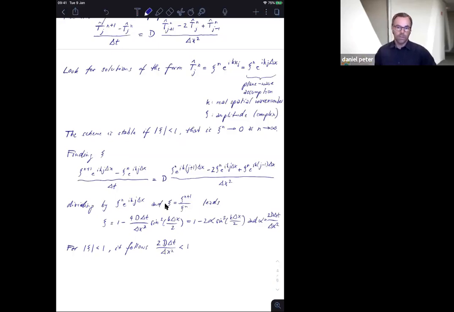Because the sine function, or the sine square function, cannot be bigger than 1, this factor alpha has to be smaller than 1 in order to keep psi within the bounds of 1. And by that, it follows this constraint on the time step: delta t has to be smaller than delta x squared divided by 2 times the diffusivity constant.